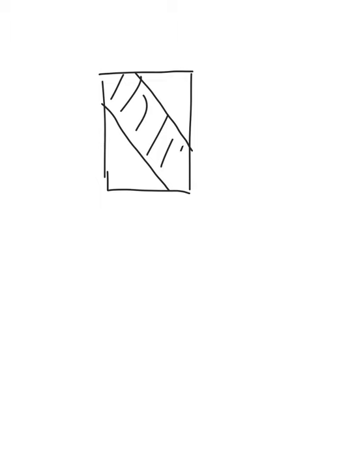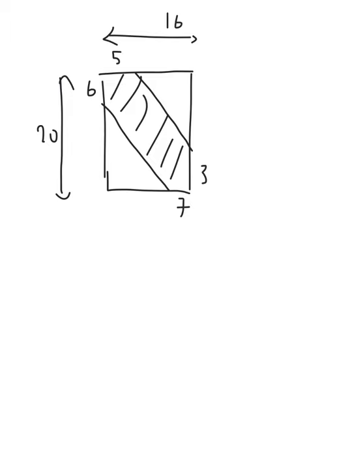The second part looks like it's a more complicated shape. Okay, so you've got, what is it? It's a hexagon, and you're told that this bit is 7, and this tiny bit is 3, and this bit is 5, and this bit is 6, and this whole bit is 20, and this whole bit is 16.